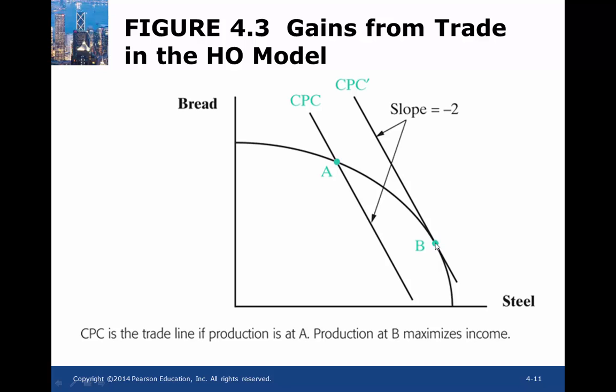So you can see that point B maximizes the income. So this economy will reach equilibrium at point B, not at point A. CPC is the trade line. Production at A, production at B maximizes income.